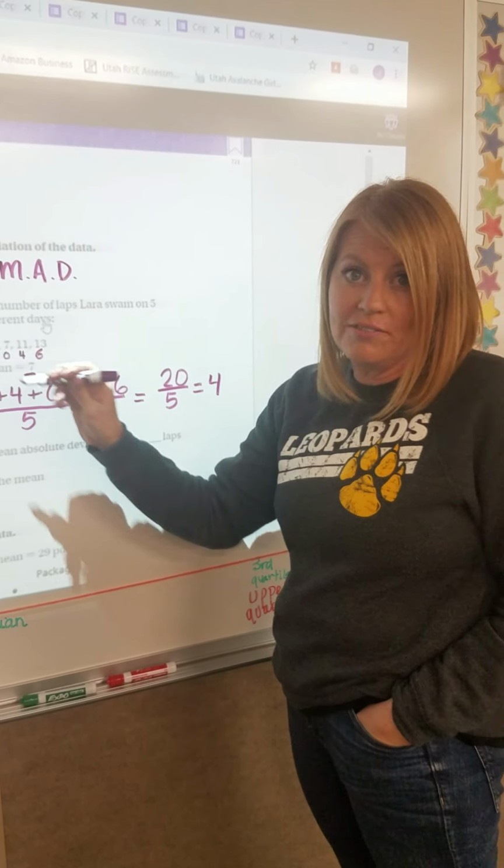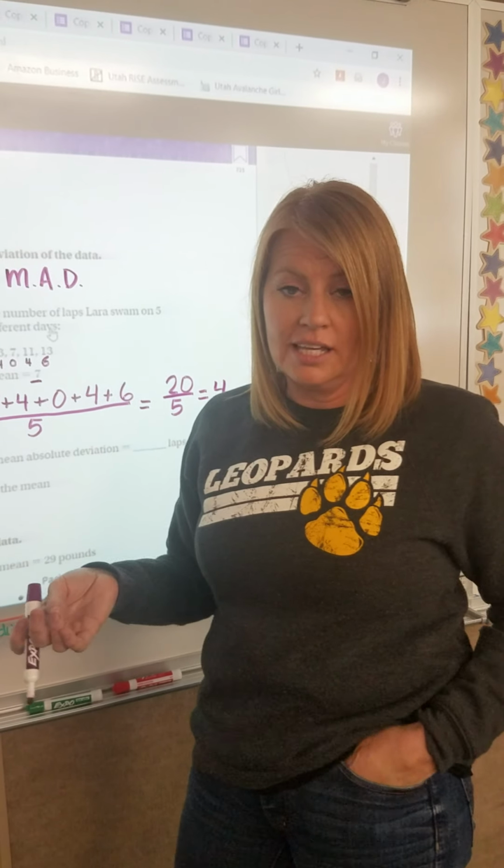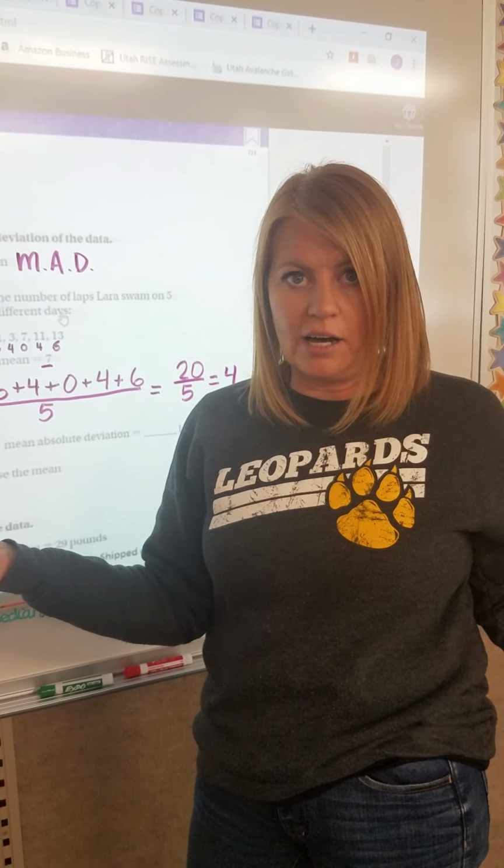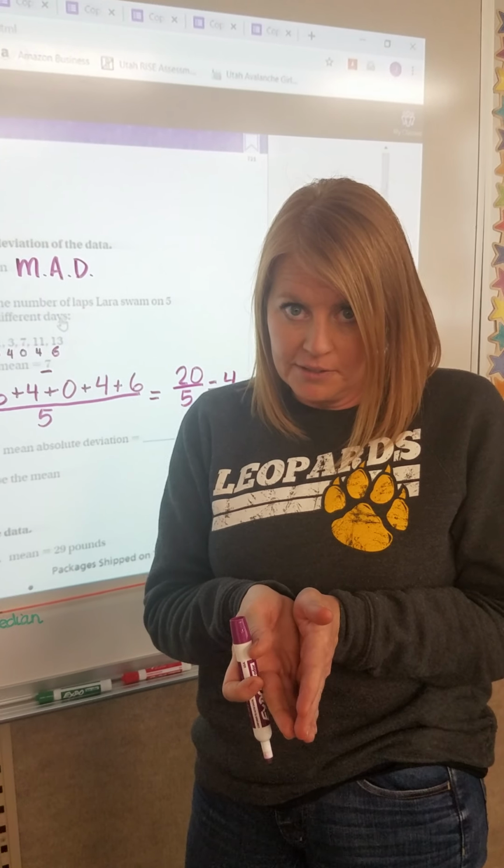Okay, so the mean absolute deviation in this example is 4, which means on average our data values were 4 away from each other. Okay, that shows a lot more variability. That shows our data values were more spread out instead of all scrunched together.